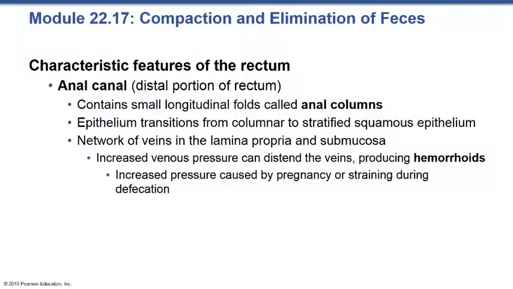Following from the rectum, the anal canal. Again, there's going to be some longitudinal folds in here, some anal columns. We're going to move back from a simple columnar epithelium now to a stratified squamous epithelium. Now we're thinking about protection again. There's going to be a large number of veins running through that lamina propria and the submucosa, and an increase in this venous pressure is what can distend those veins, leading to hemorrhoids. That pressure is increased during defecation and also during pregnancy. So one complaint of women during pregnancy is hemorrhoids.